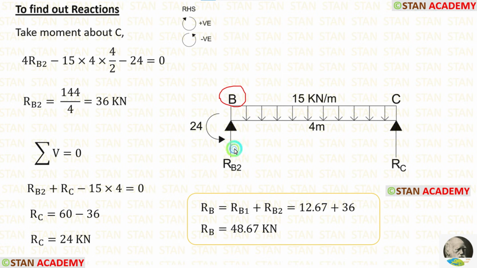In the point B, we have calculated the reaction 2 times. Let us add both of them. After adding, we are getting RB is equal to 48.67 kN.